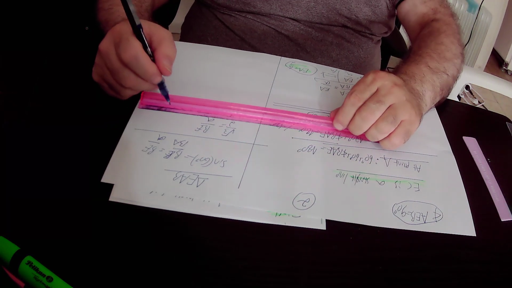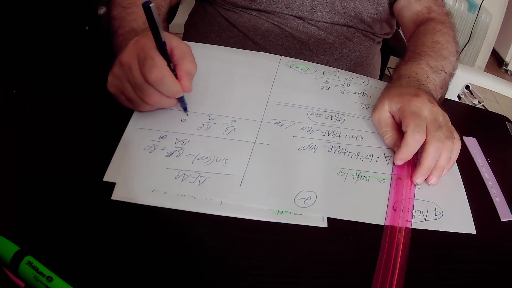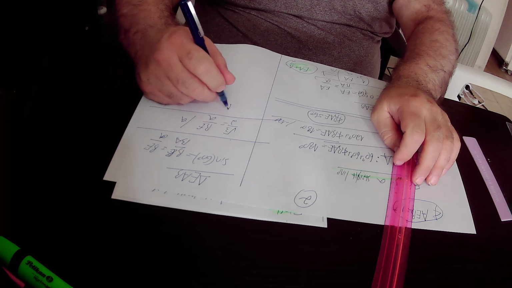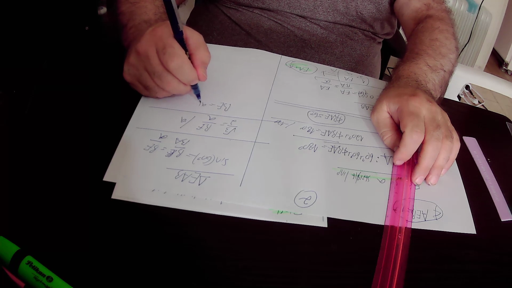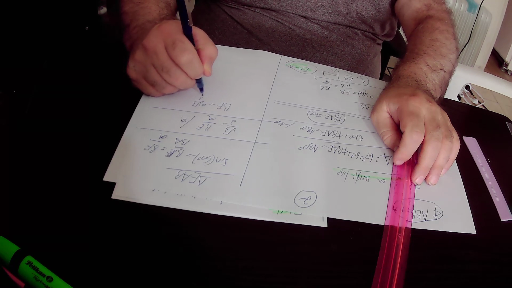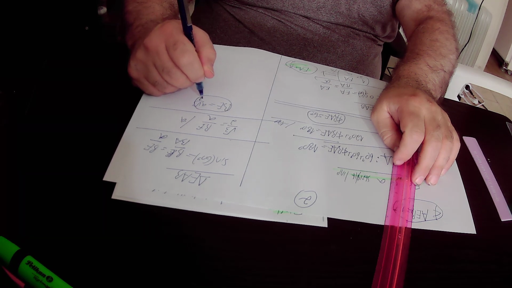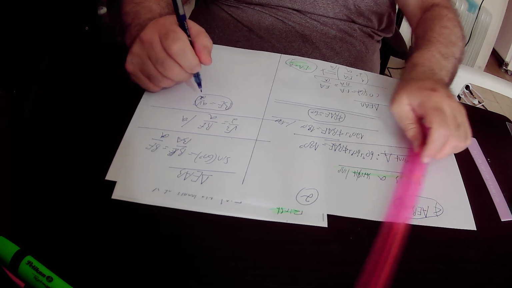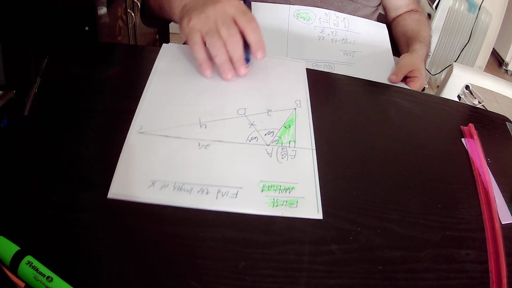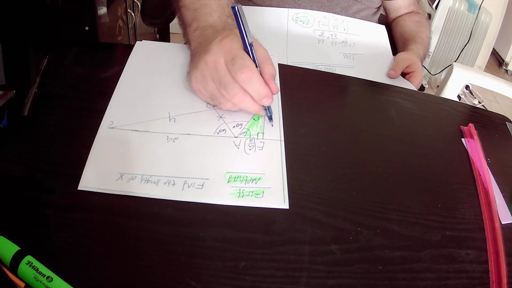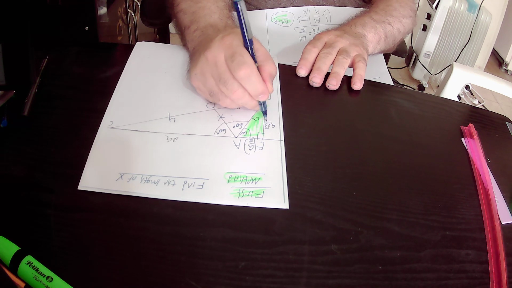Here we multiply this equation by A, and we found out that BE equals A times square root of 3 over 2. So here we can write down that BE equals A times square root of 3 over 2 units.